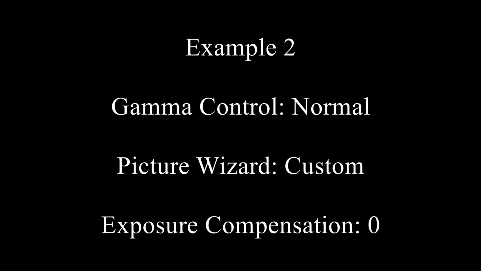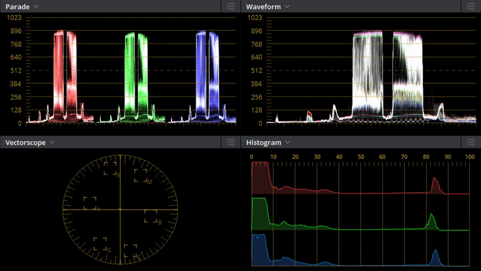Example 2, gamma control normal, picture wizard is our custom settings. Exposure compensation is at 0, same scene. And as we look at our scopes, we can see the blacks are clipping, possibly even more. But this time the whites are not clipping at all. They are much lower in the scope. And as we look at our increased gamma shot, we can see very strange artifacts indeed, especially on the close-up here.